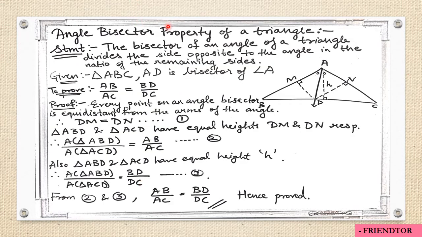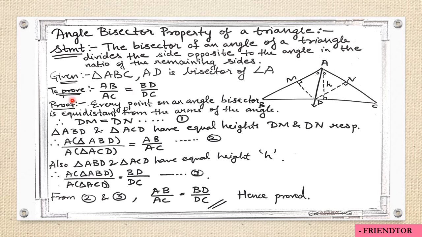Okay, so the angle bisector property of a triangle statement: the bisector of an angle of a triangle divides the side opposite to the angle in the ratio of the remaining sides. The statement is same, and now the proof is different. So first is given: triangle ABC, AD is bisector of angle A. This is the given part, and to prove AB upon AC is equal to BD upon DC. Okay, this is what we have to prove.